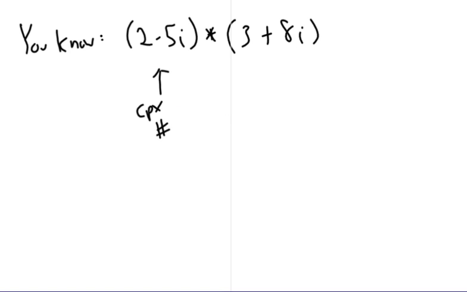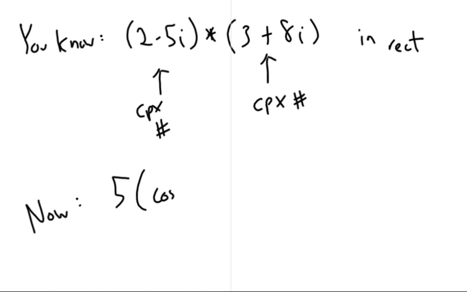Up until now, you know how to multiply complex numbers that are in rectangular form, such as 2 minus 5i times 3 plus 8i. You do that by doing the FOIL, 2 times the 3 and the negative 5i times the 8i and all that stuff. So there you've got your two complex numbers in rectangular form. What we're going to focus on today is multiplying two complex numbers that are in polar form.